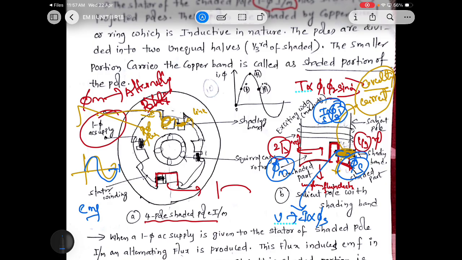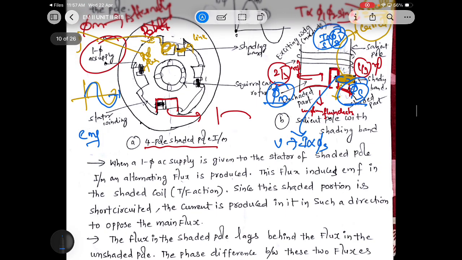Now, how many fluxes are there in the machine? Two fluxes. One is the main flux, the other one is the shaded coil flux. We'll call it the shaded coil flux. So two fluxes are there. When two fluxes are there, what is the formula here? Torque is proportional to phi 1, phi 2, sin alpha. This phi 1 is the main field flux and phi 2 is nothing but the shaded coil flux.